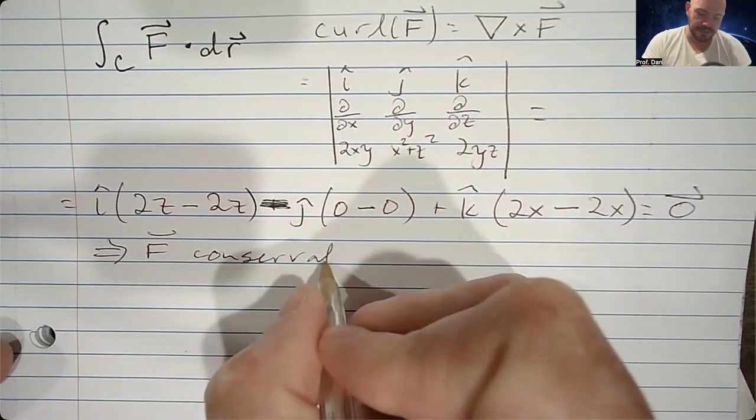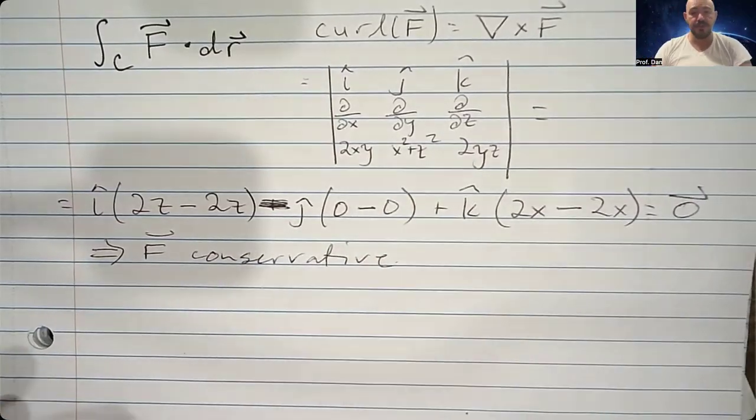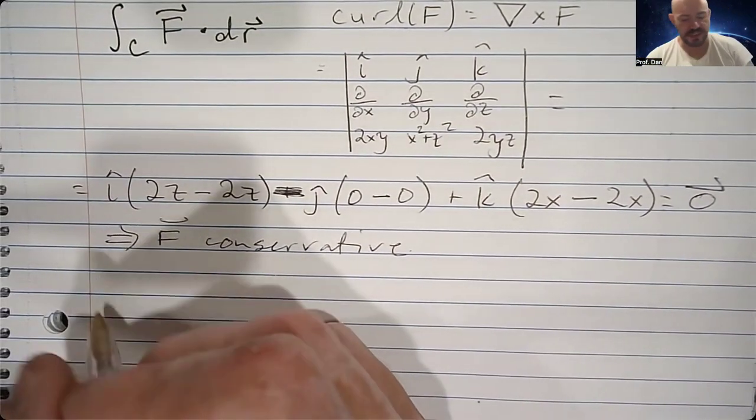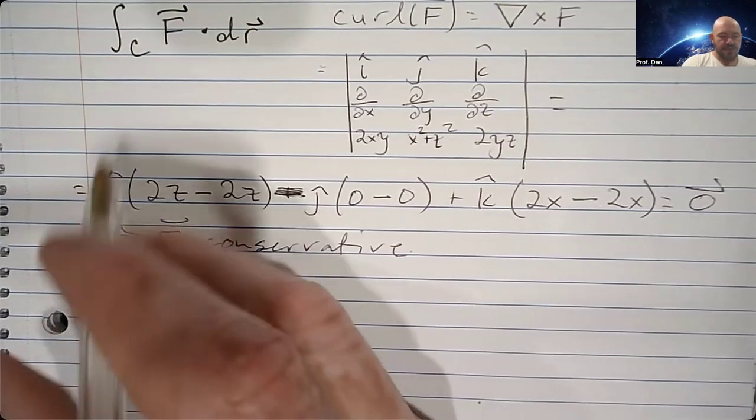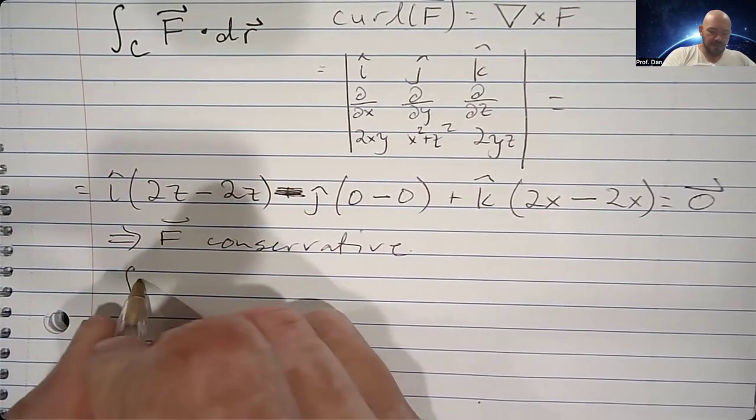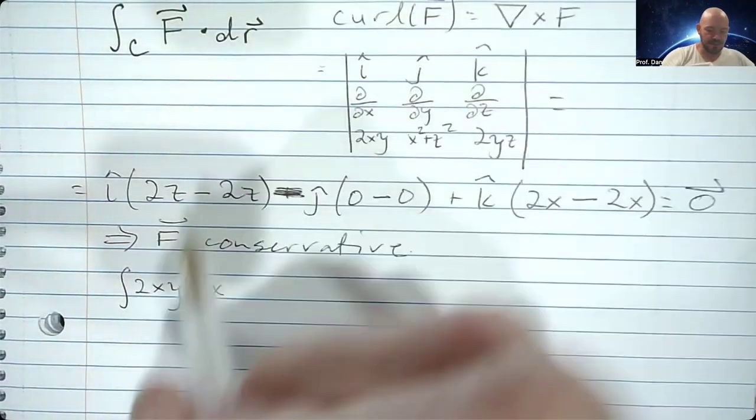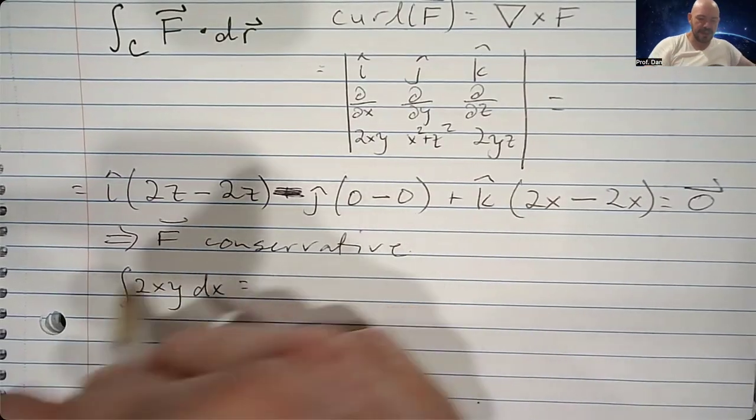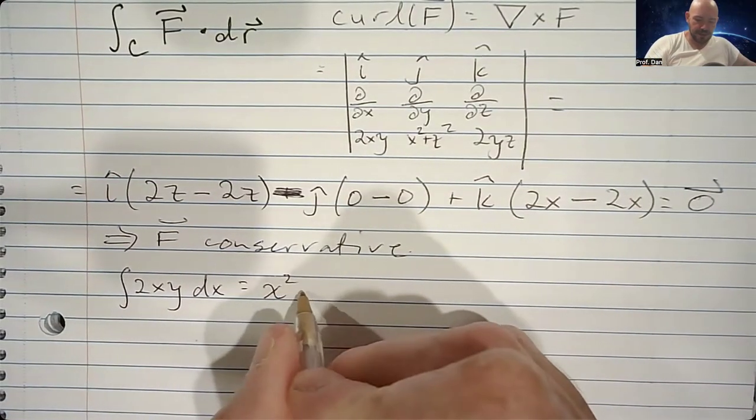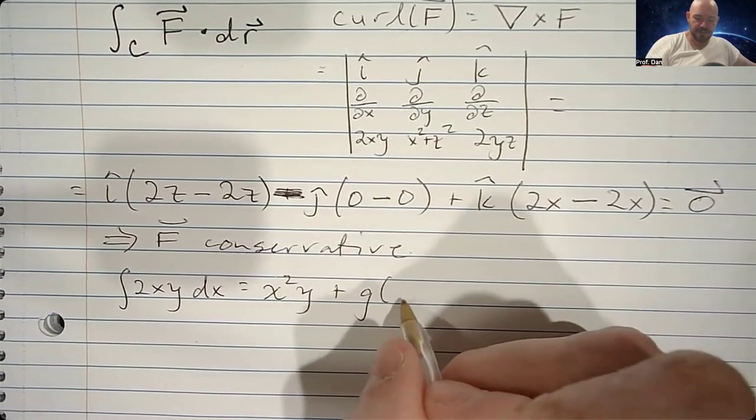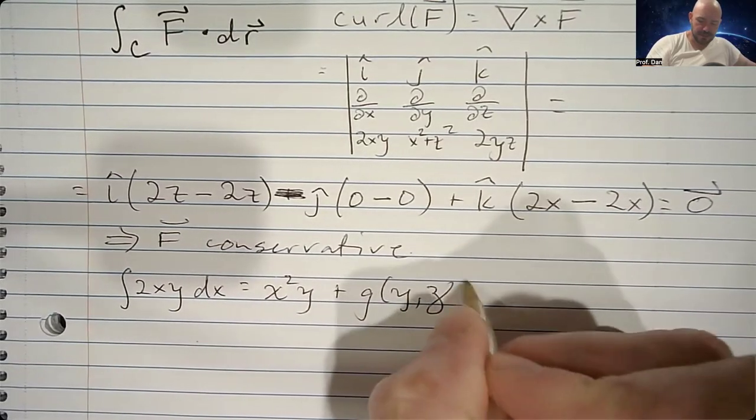Because we know that we're going to need the potential function to use the fundamental theorem of line integrals, we are going to go ahead and find out what that is. So if I take the integral of 2xy with respect to x, I get x squared y plus some function involving the variables that are not x, so y and z.